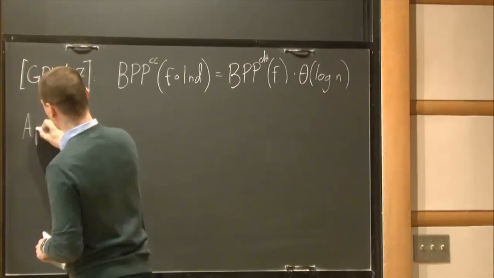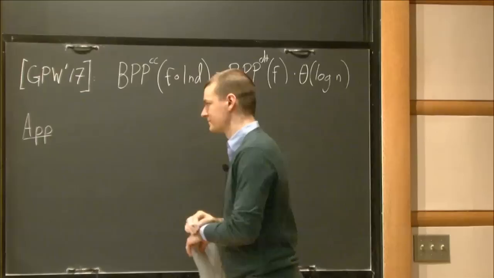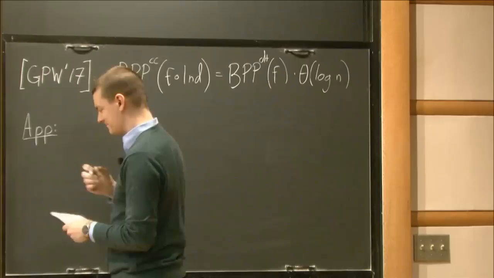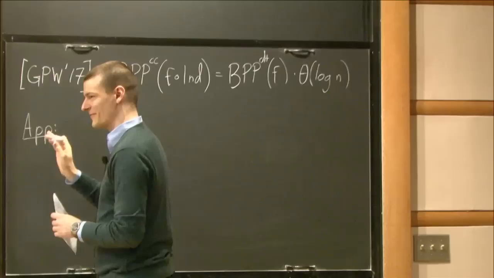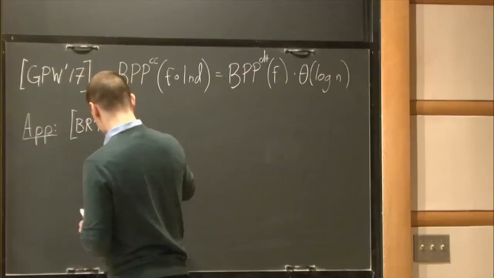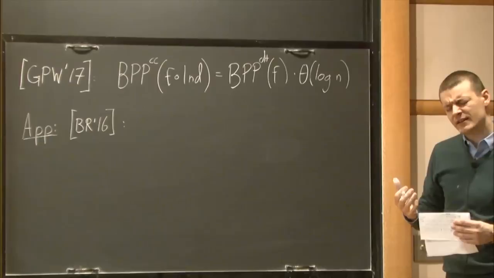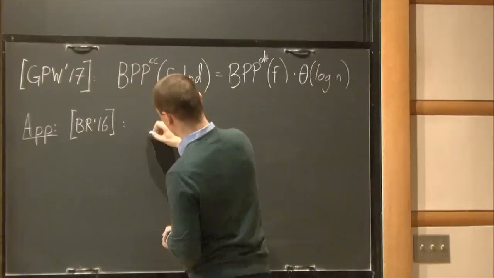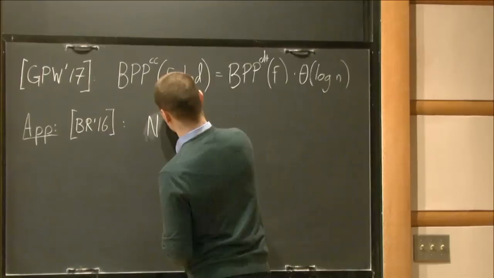One application that's almost new. This is in algorithmic game theory. It's by Babichenko and Rubinstein. They showed a lower bound for the communication complexity of finding even approximate Nash equilibria. The lower bound is something like n to a small power.